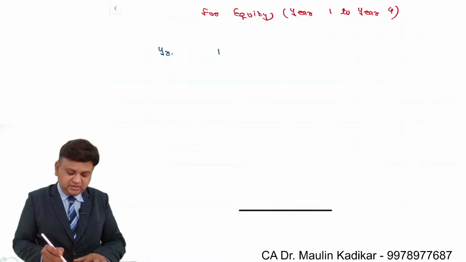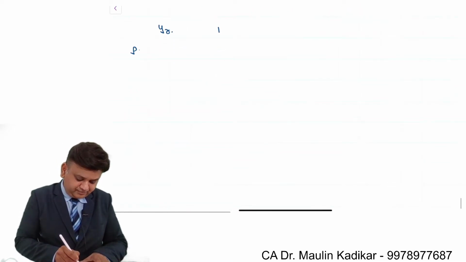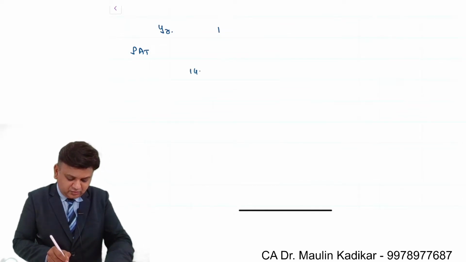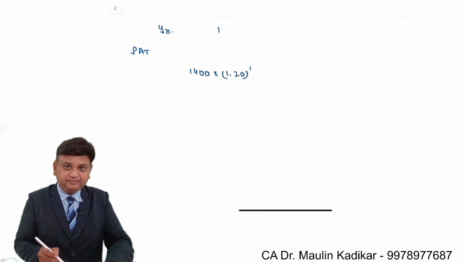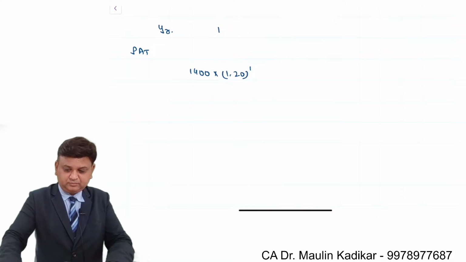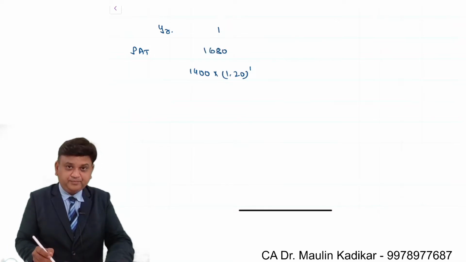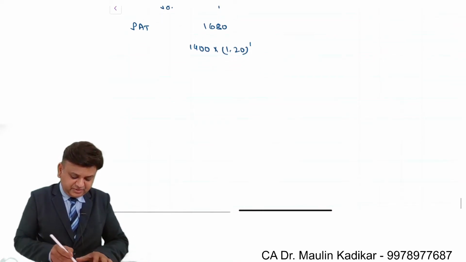So for the first year, listen carefully. Profit after taxes will be taken as 1400 into 1.20 raised to 1. That comes to 1680. Now, to that depreciation will be added.